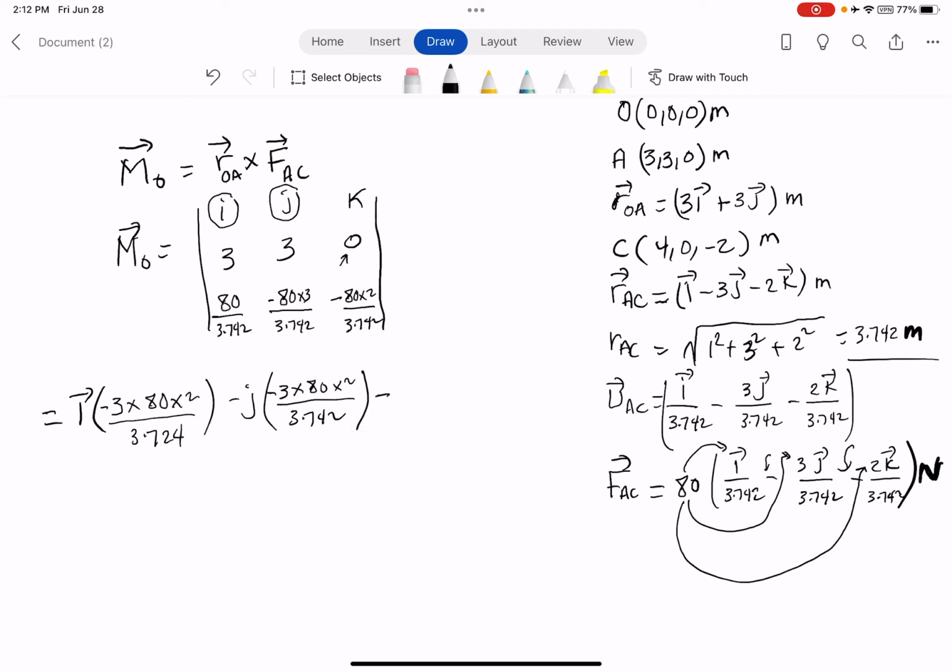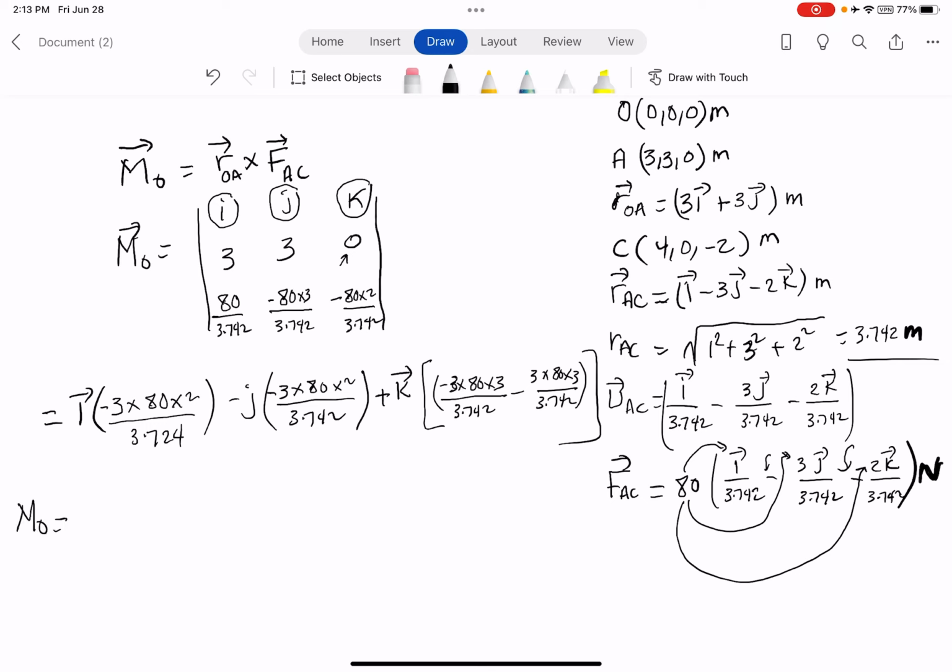Plus K, which is the last one. Now here you're not going to have any zeros, so we will do it like that. 3, of course it's going to be minus 3 times 80 times 3, 3 times 80 times 3 over 3.742 minus, and then minus 3 times 80 times 3, over 3.742.